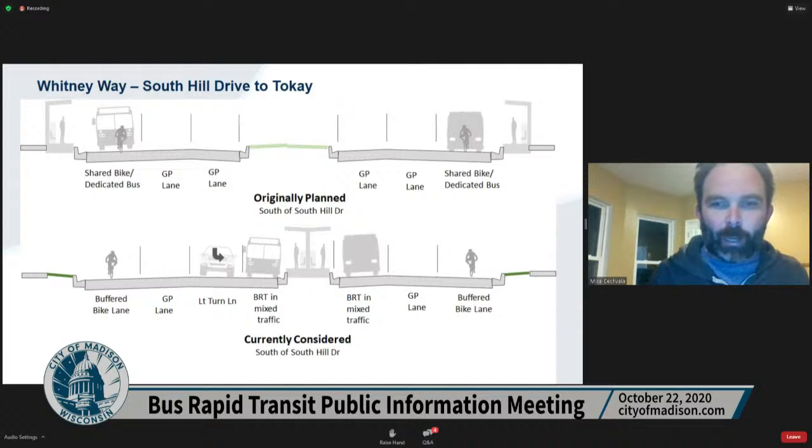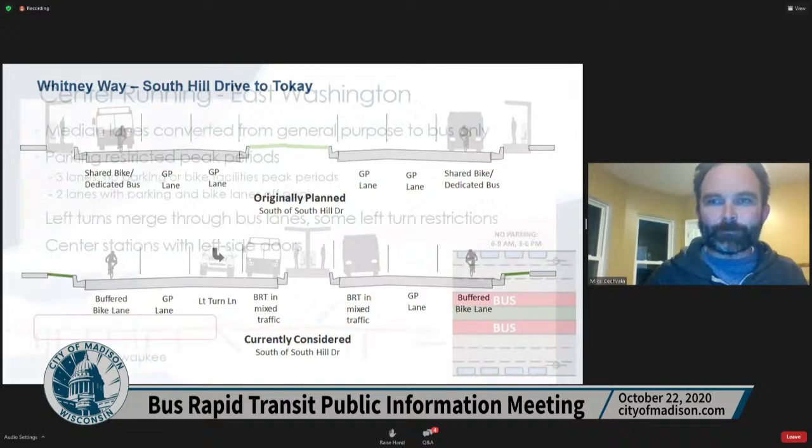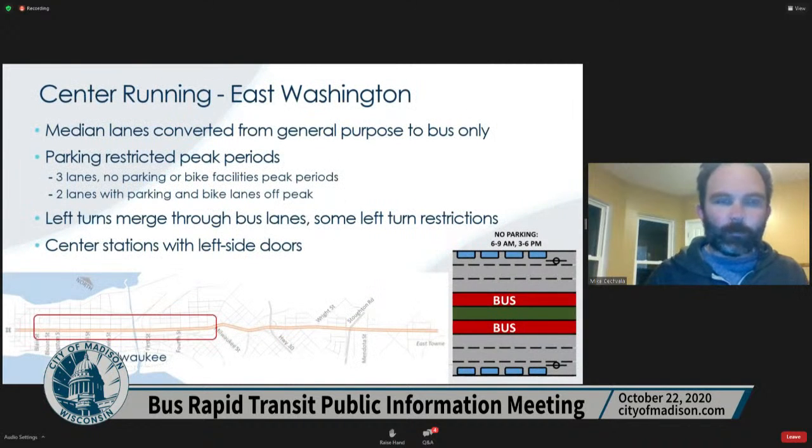I'll ask you to look at the bottom graphic. So we would have, in that case, this buffered bike lane and then two general purpose travel lanes in each direction, and buses would be in mixed traffic. And again, the station at Mineral Point Road would be in the center with left side doors. Moving to the east side, we don't have significant changes in the center.